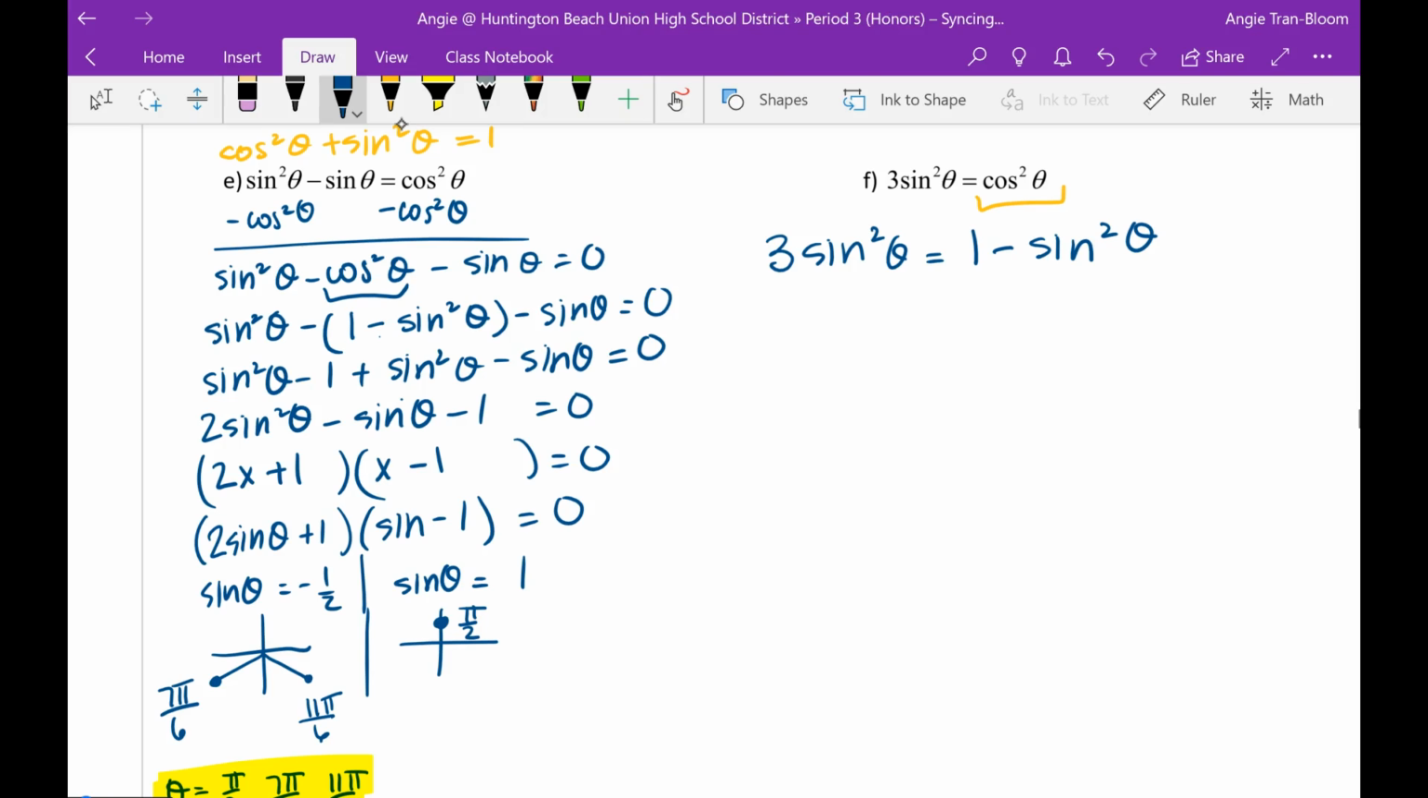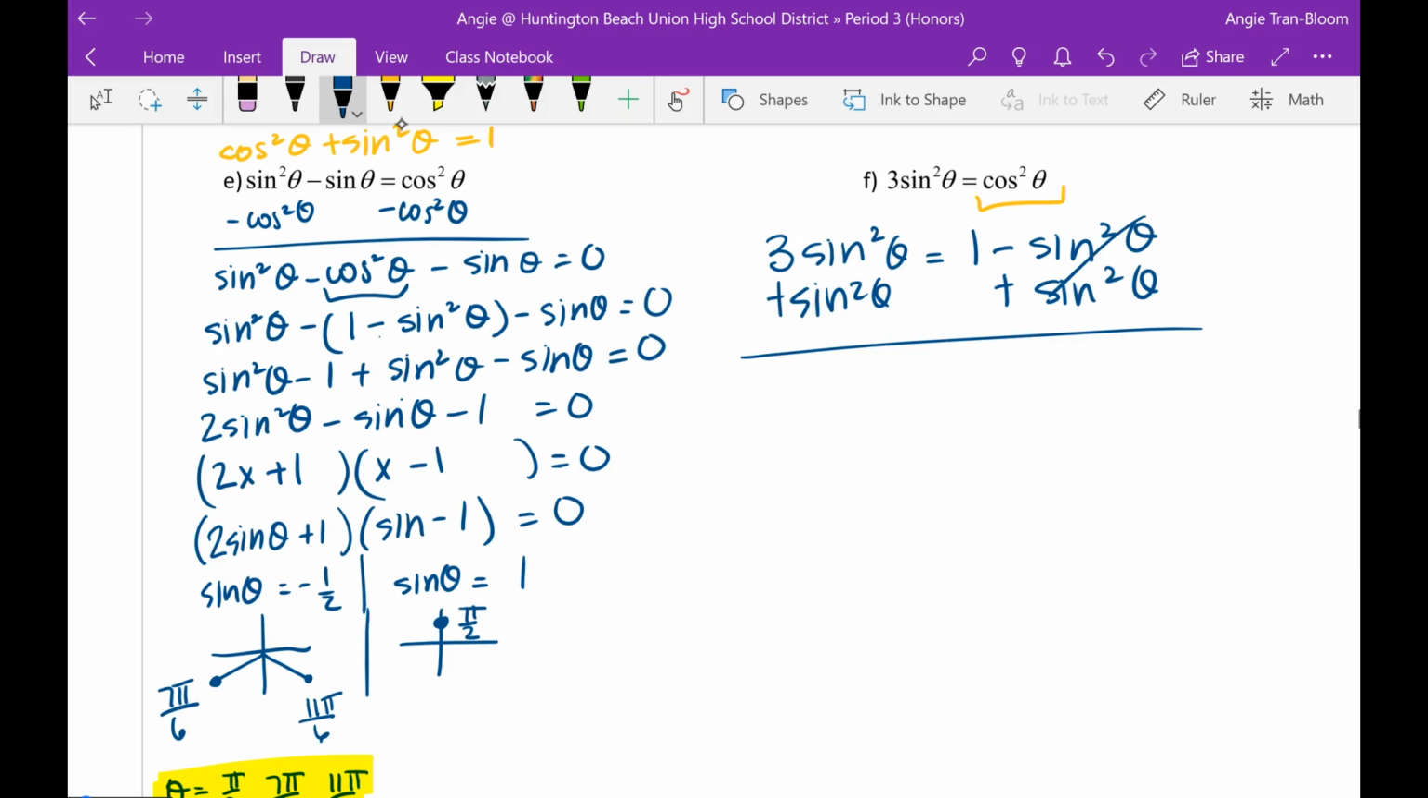What do you want to do next? Add sine squared theta to both sides. Very good. So 4 sine square of theta equals 1.